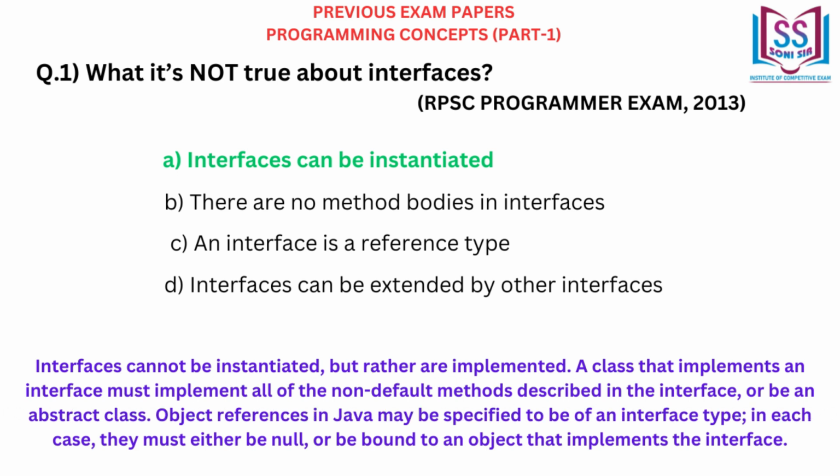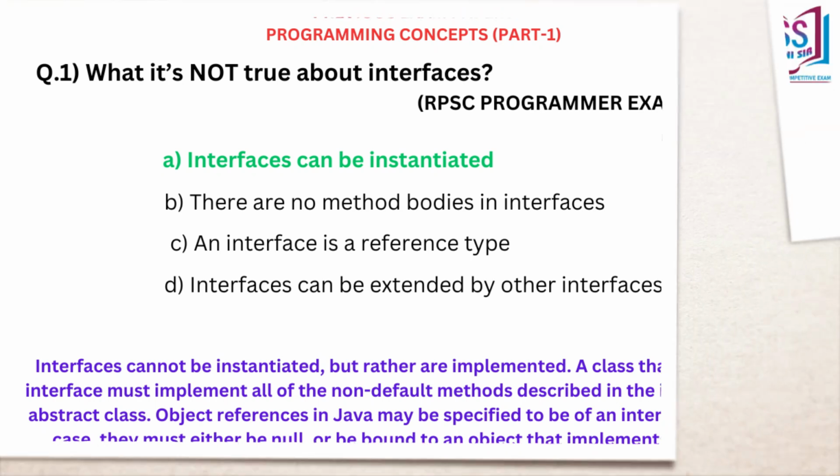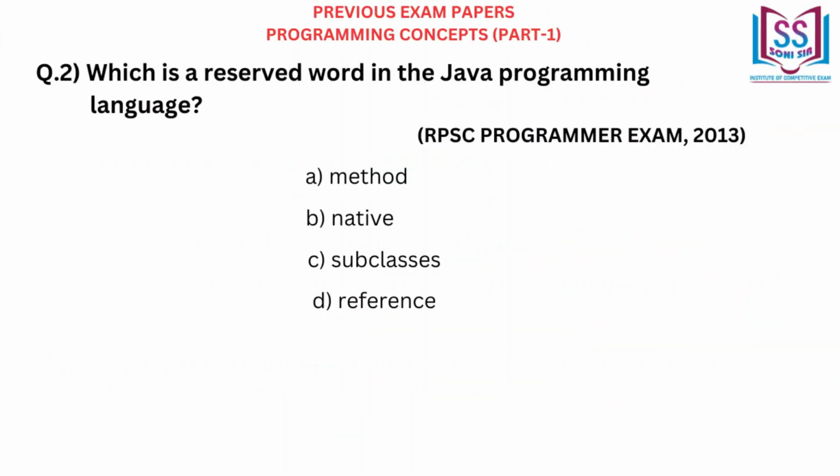Interfaces cannot be instantiated, but rather are implemented. A class that implements an interface must implement all of the non-default methods described in the interface, or be an abstract class. Object references in Java may be specified to be of an interface type. In each case, they must either be null or be bound to an object that implements the interface.